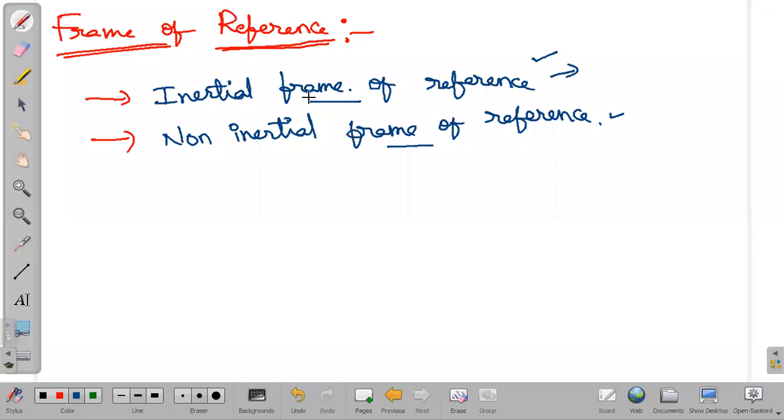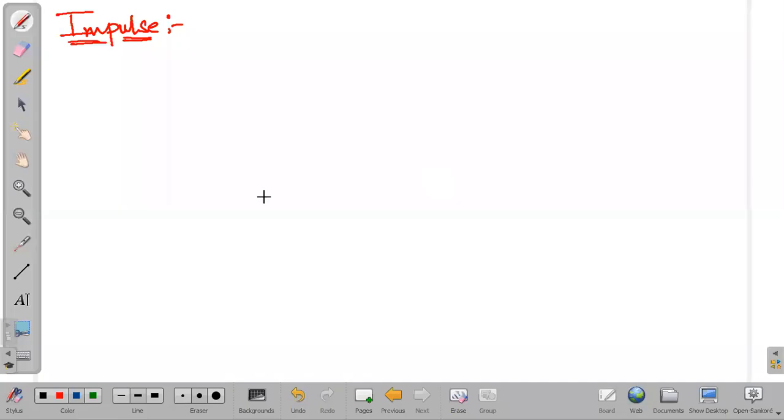Next, we will go with a topic called impulse. Generally we come across this in our day-to-day life situations also. Suddenly, if a large amount of force is applied in a very short interval of time, such a force we call an impulsive force.